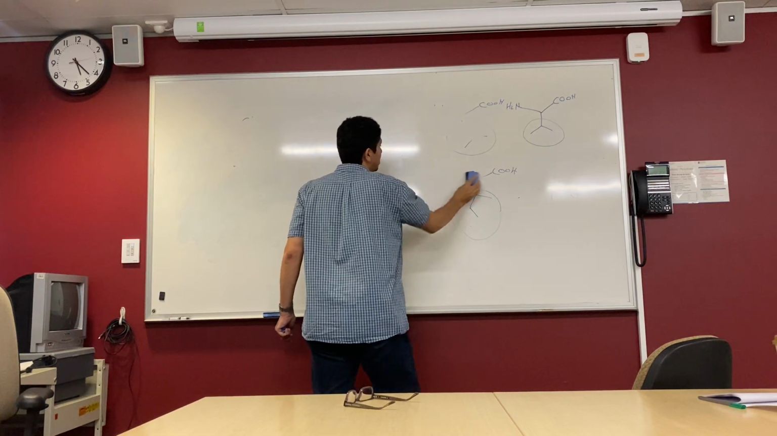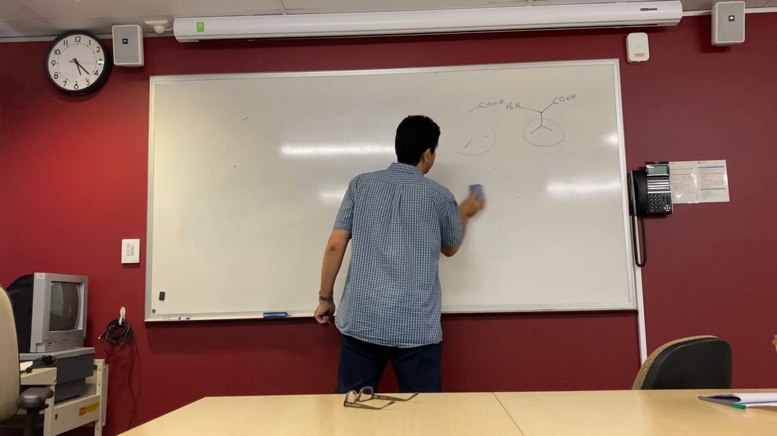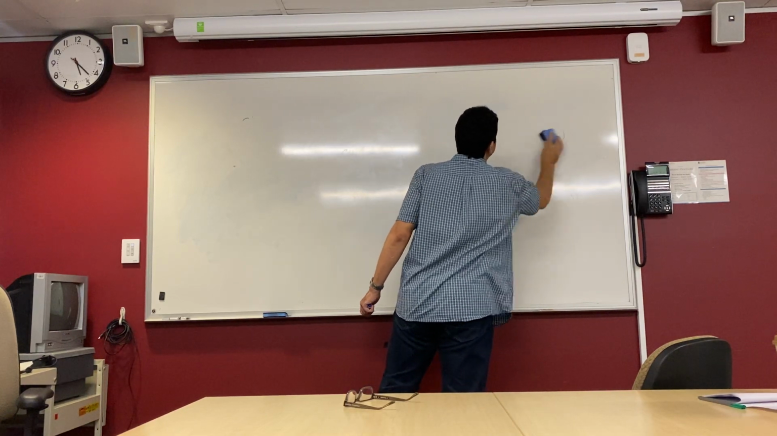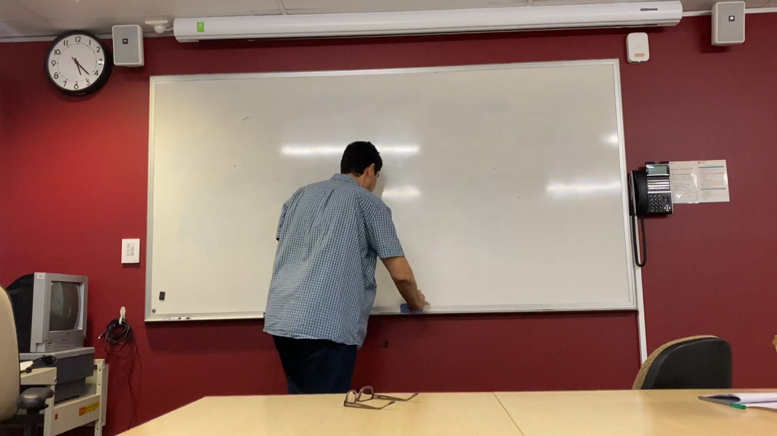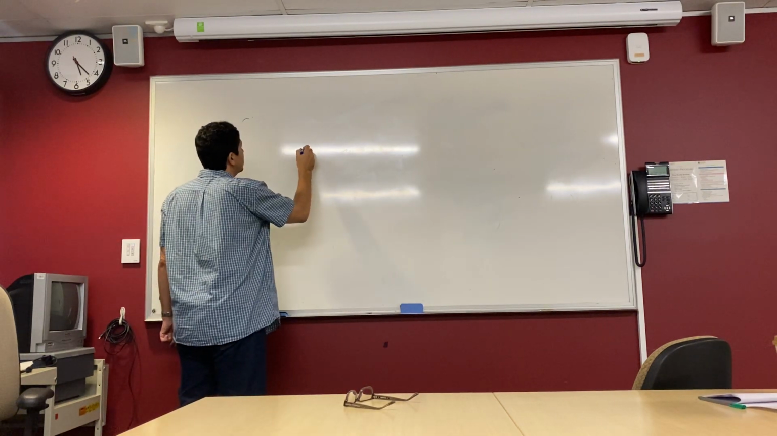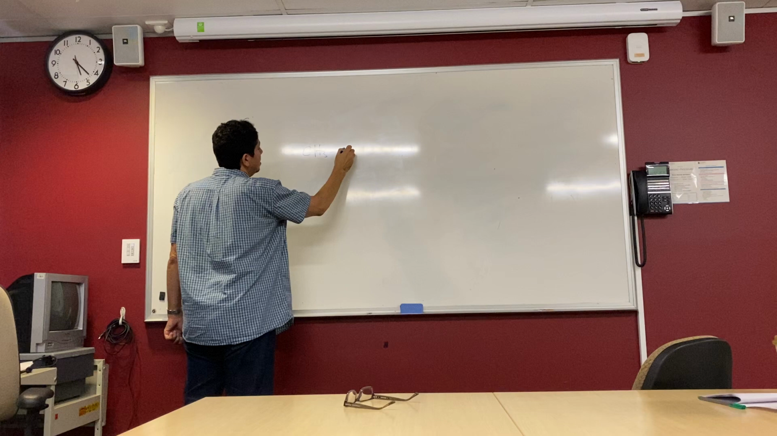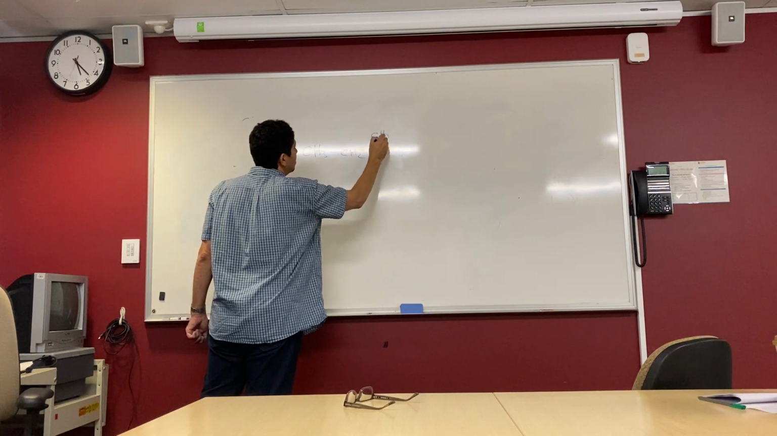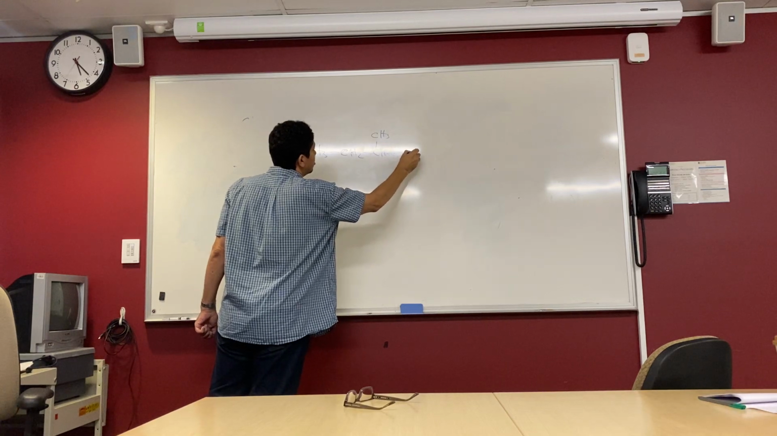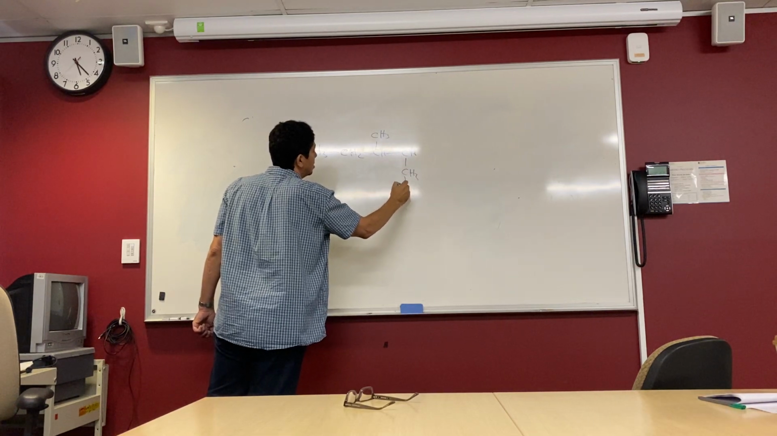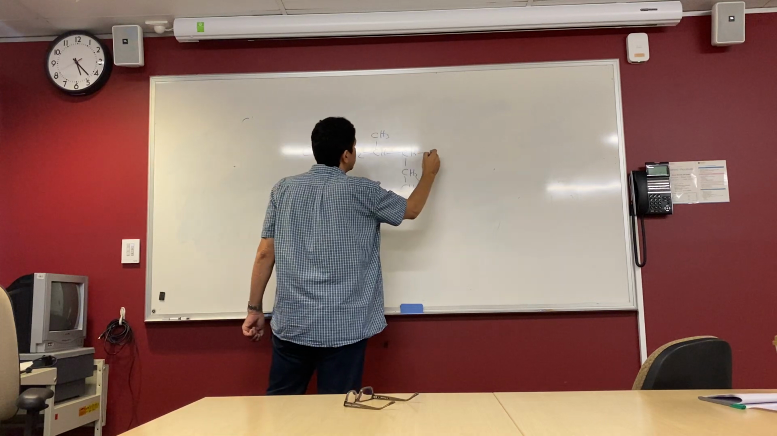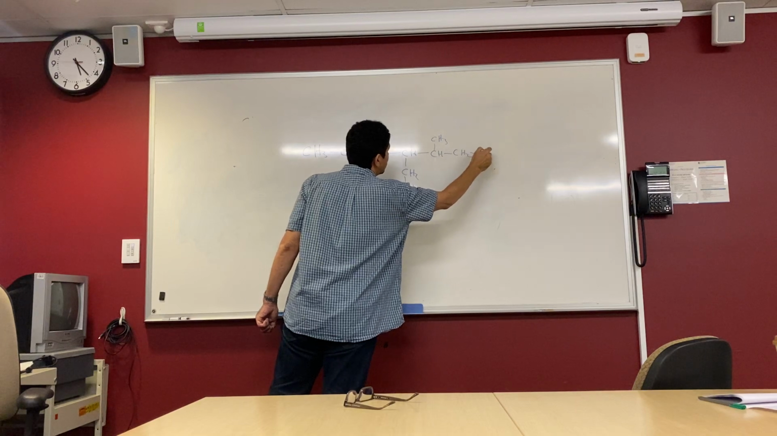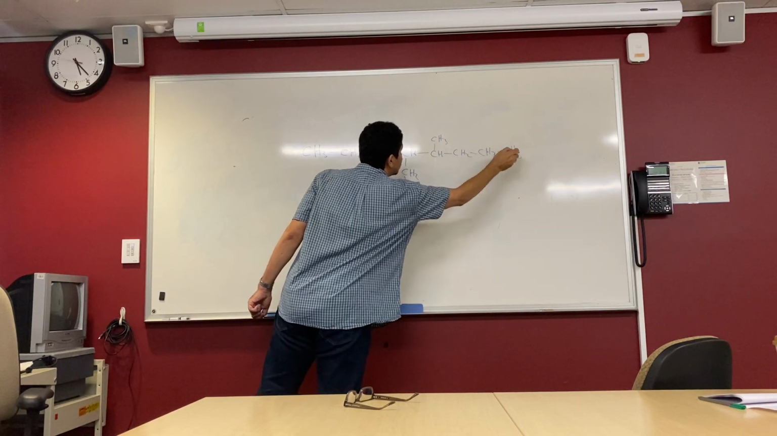Okay, now the nomenclature of alkanes. If we have something like that, CH3, CH2, CH, CH3, CH, CH2, CH3, CH, CH3, CH2, CH3. What's the name of this compound?